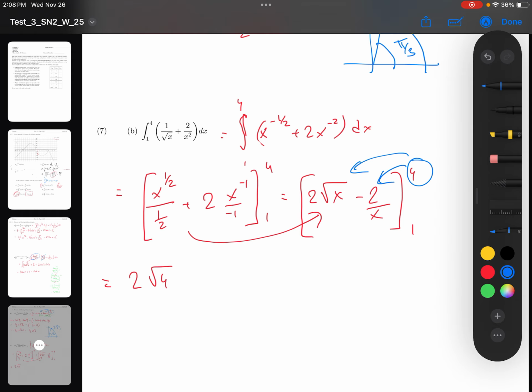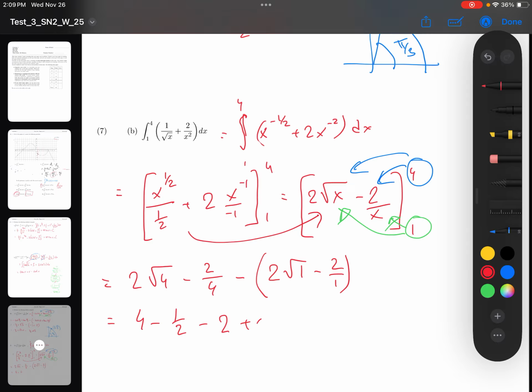these limits right here. So 2 times square root of 4 minus 2 over 4 minus, again, I'm pointing out the fact that it's very important to open the parentheses here, 2 times square root of 1 minus 2 over 1. Square root of 4 is 2, 2 times 2 is 4, minus 1/2, minus 2 plus 2, or you can just cancel these two right away here. So I get 0. And the answer is 7 over 2.